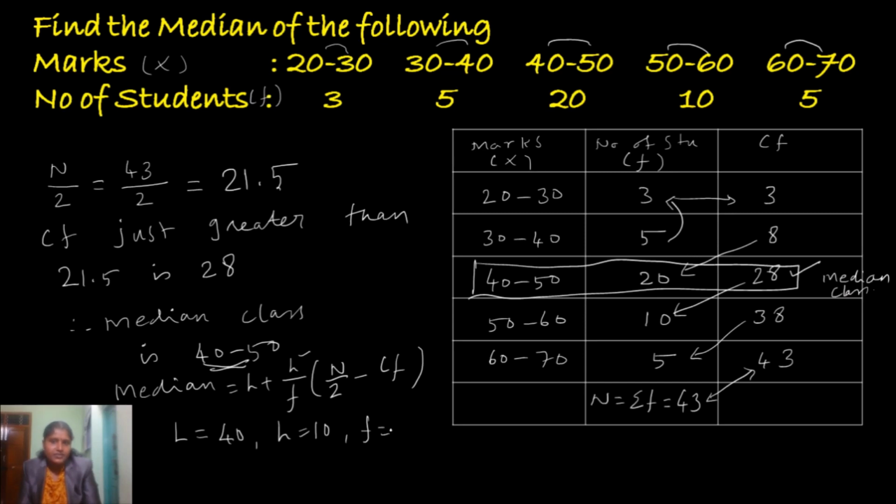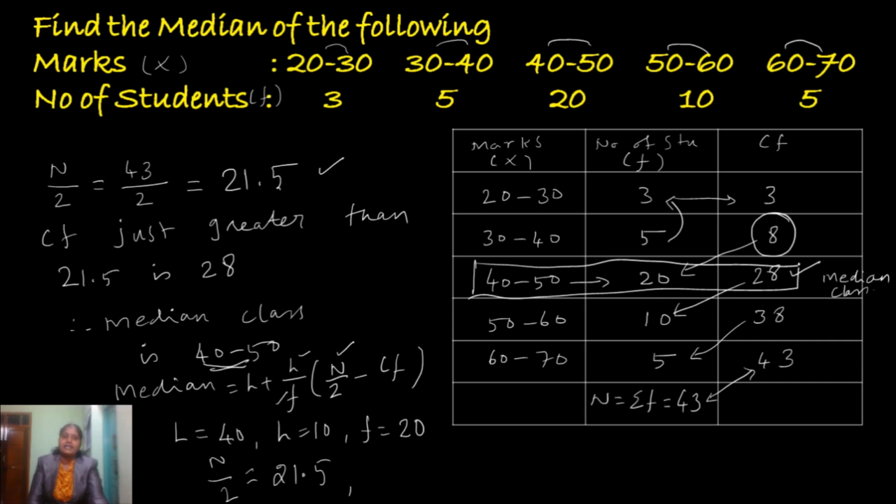f represents the frequency of the median class. Here 40 to 50 is my median class interval and its corresponding frequency is 20. So f is the frequency of the median class interval. Then next, already I know the value of n by 2, that is 21.5. And then CF. CF is the cumulative frequency preceding the median class. So instead of writing 28, I have to take 8, because CF is equal to 8.